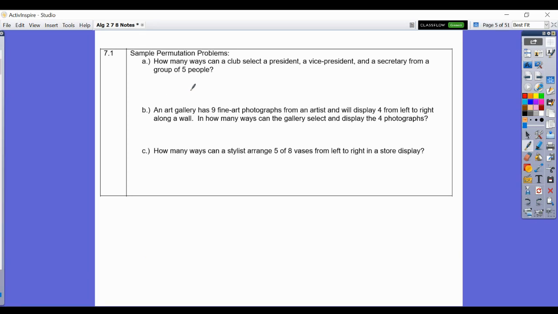All right, sample permutation problems. Number A. How many ways can a club select a president, vice president, and secretary from a group of 5 people?